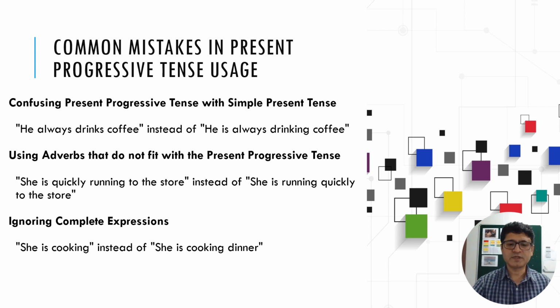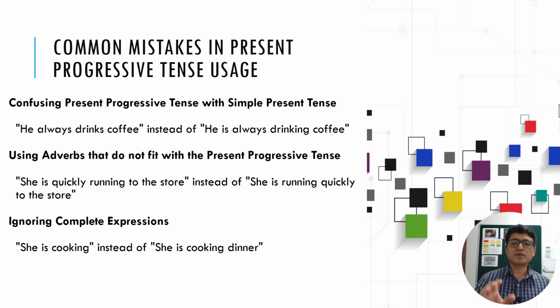Now, the other common mistake is confusing present progressive tense with simple tense. We saw examples earlier. Here is another example. He always drinks coffee, instead of saying he's always drinking coffee. Once again, grammatically, both sentences are right, but they mean different things, right? When you are showing annoyance, you'll be using he is always drinking coffee if you don't like it, right? So you'll be expressing it in present progressive tense.